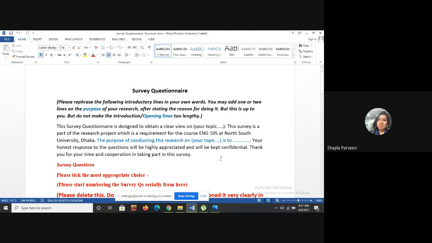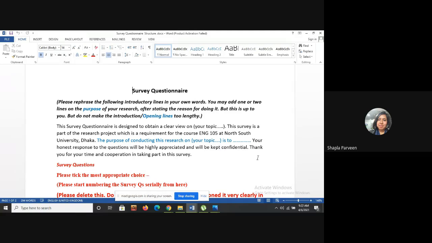It's very important because you need to inform your respondents why you are doing this research. You need to mention that. So mention your topic. I mentioned that this project is required for your ENG 105 course at North South University. So you need to give them that information, why you're doing the research. Then you request them. You need to write, your honest response to the questions will be highly appreciated and will be kept confidential. So you want the respondents to answer in an honest way. So you need to request them that.